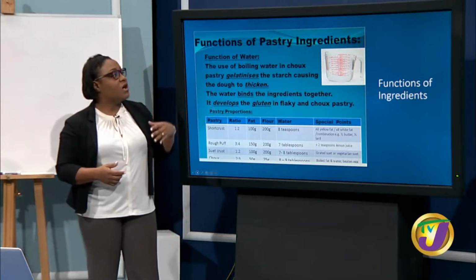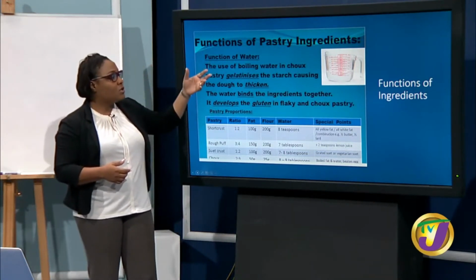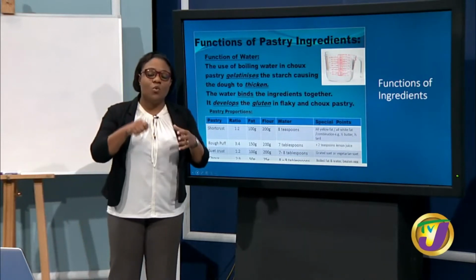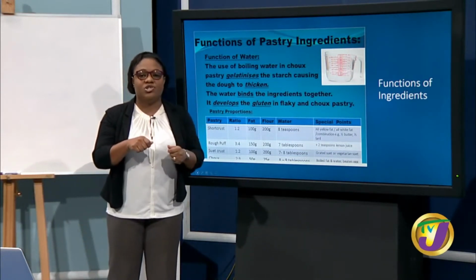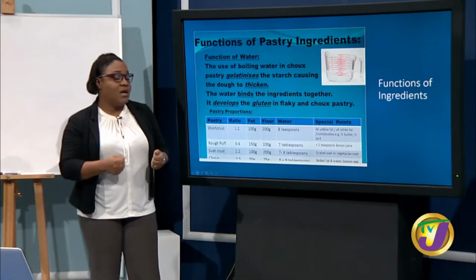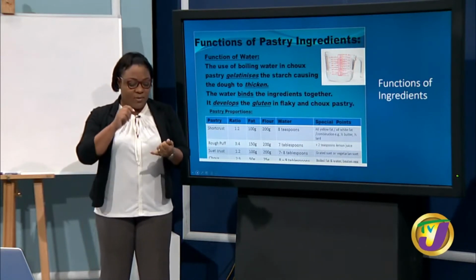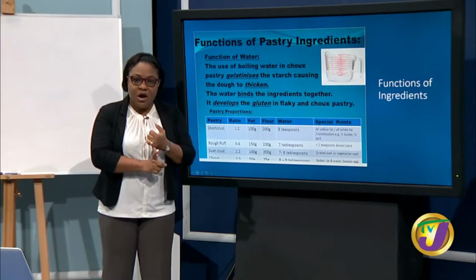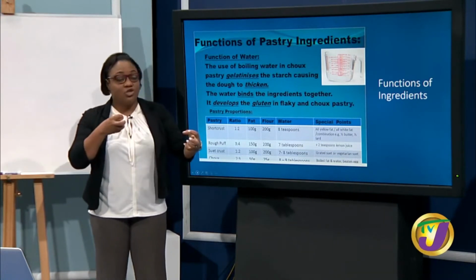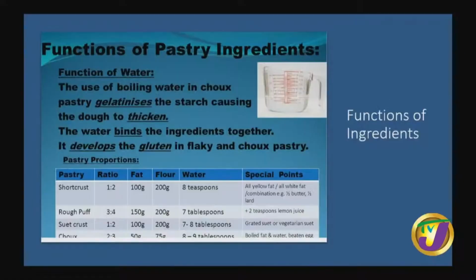So let's look at the functions of the ingredients. Now, the water: remember I said that once water is added to the flour mixture, the gluten develops. And you do need gluten because it is what creates the structure of the pastry. That is what is going to cause the starch to thicken. And the gelatinization, especially with choux pastry, is just the swelling of the starch granules. When it bursts, it thickens and forms that nice paste, which is what you want.